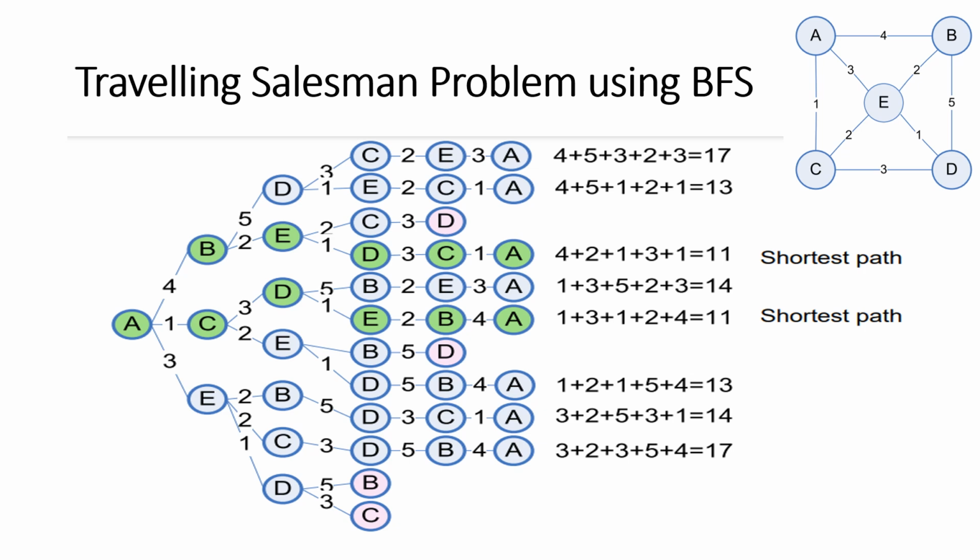Here we can see in the figure that from B, it can move to D, then E. A is already explored. So here it will move to D and E, and the path cost is also mentioned. Then from C it can move to D and E. So it is mentioned from C to D and E, and the path cost is also mentioned. And then from E it can move to C, D and B.